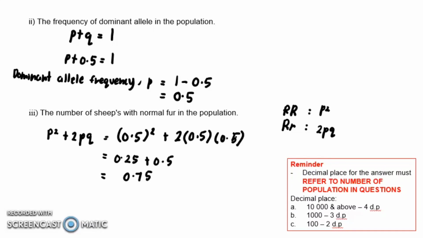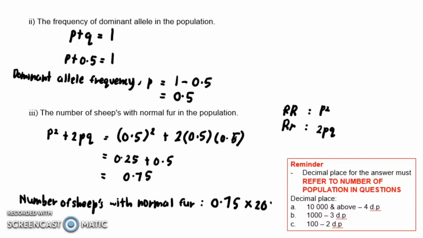Because the question wants you to calculate the number of sheep with normal fur. So the number of sheep with normal fur: you just multiply the phenotypic frequency from before. This is what we refer to as the phenotypic frequency for normal fur, which is represented by the homozygous dominant genotype frequency and also the heterozygous genotype frequency. So you just multiply what we got earlier, 0.75 times 2000. So you will get 1,500 sheep for normal fur.